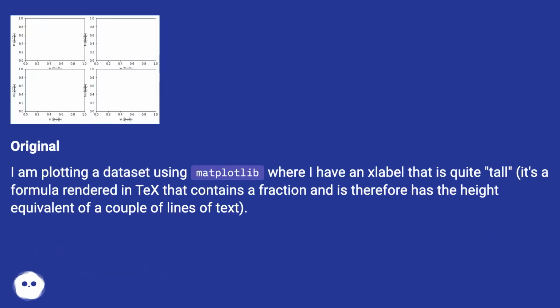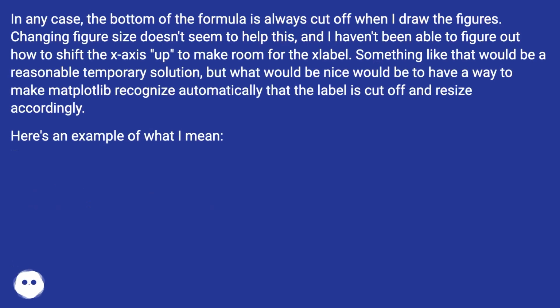Original: I am plotting a dataset using matplotlib where I have an X label that is quite tall. It's a formula rendered in text that contains a fraction and therefore has the height equivalent of a couple of lines of text. In any case, the bottom of the formula is always cut off when I draw the figures. Changing figure size doesn't seem to help this, and I haven't been able to figure out how to shift the X-axis up to make room for the X label.